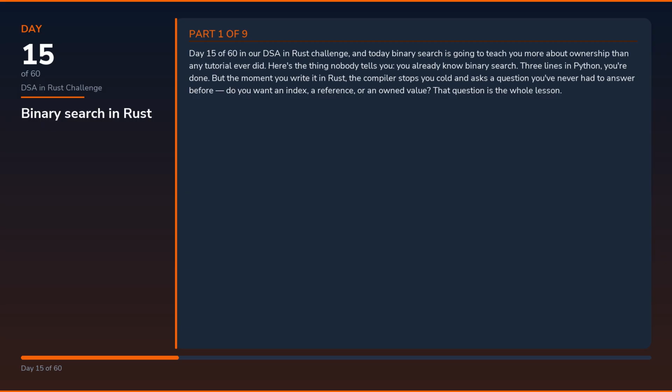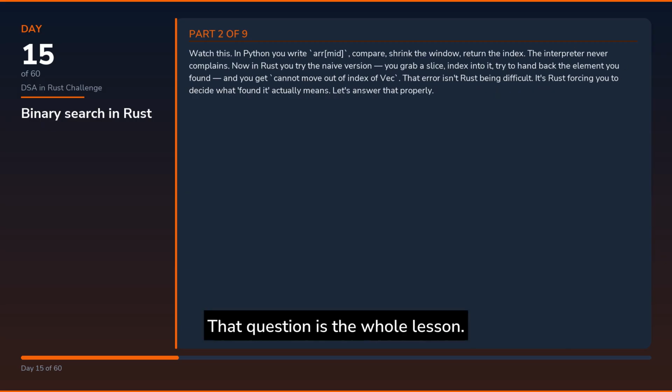But the moment you write it in Rust, the compiler stops you cold and asks a question you've never had to answer before. Do you want an index, a reference, or an owned value? That question is the whole lesson. Watch this. In Python, you write arr, mid, compare, shrink the window, return the index. The interpreter never complains.